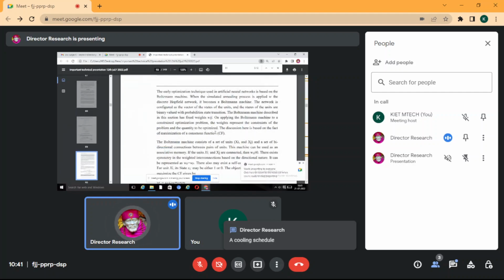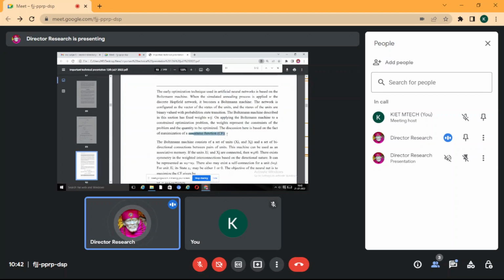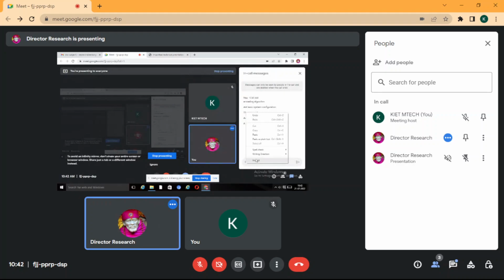An early optimization technique used in artificial neural networks is based on the Boltzmann machine, when the simulated annealing process is applied to the discrete Hopfield network. Okay? Discrete Hopfield network. Algorithm steps and related components are very important here. Okay? And I highlighted my consciousness function.